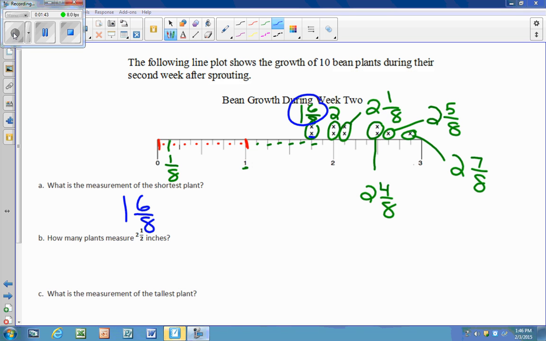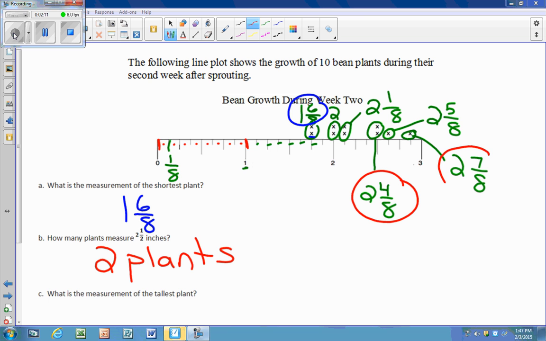Then I look at how many plants measure 2.5 inches. And when I look through these, I don't see anything that says 2.5. I do see, however, that 2 and 4/8 can be simplified to 2.5. So I look at how many plants are there. I have 2 x's. Since there's no key, I just assume that each x is worth 1. So there are 2 plants that are listed at 2.5. For the measurement of the tallest plant, I go to the biggest number, and the tallest plant is over here at 2 and 7/8.